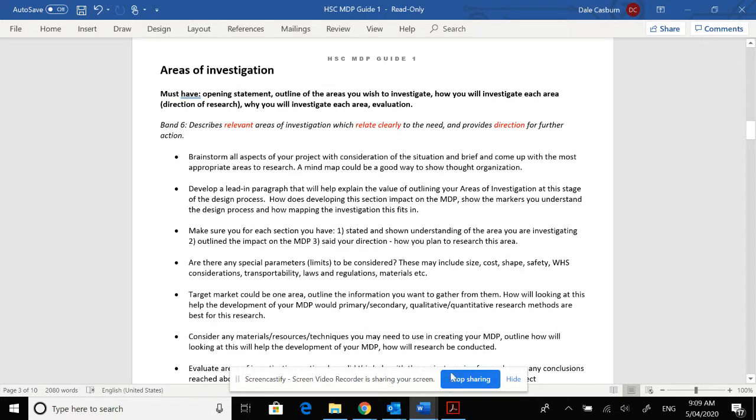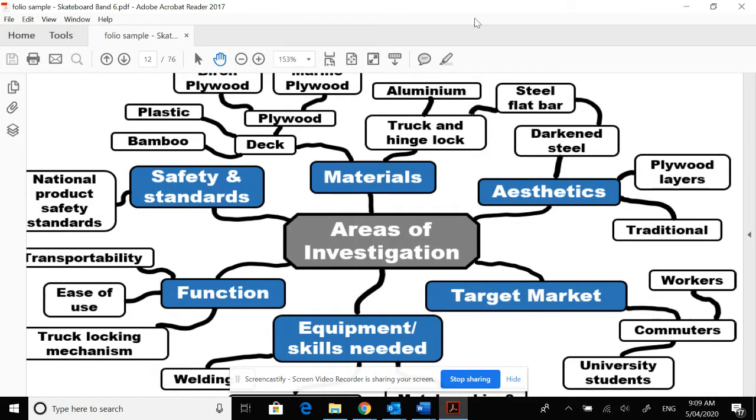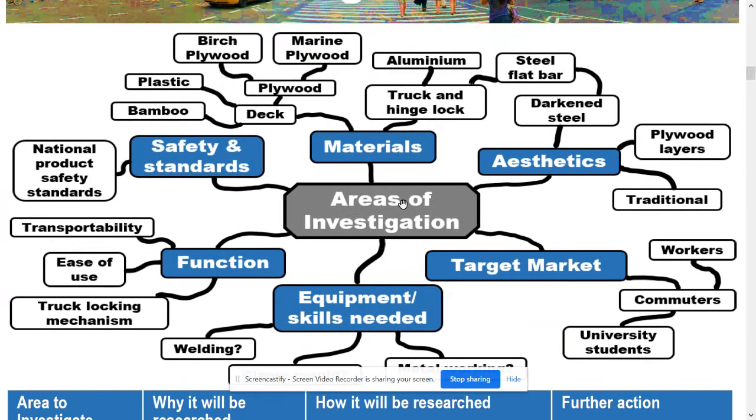So let's have a bit of a look at a folio example. Lots of people will start with a mind map of their areas of investigation. So they're thinking, okay, and I've gone back to the skateboard example. What do I need to think about if I'm designing a folding skateboard? The safety and standards, the materials, obviously the aesthetics is important.